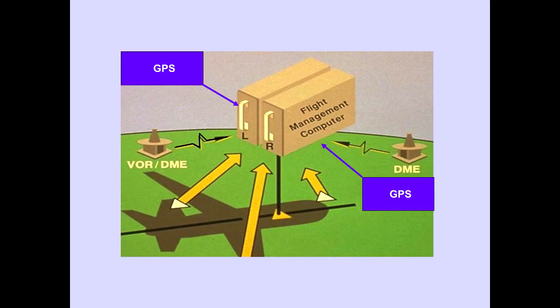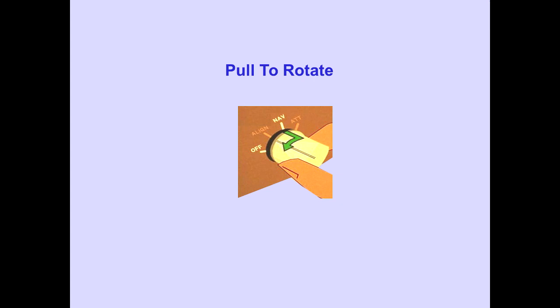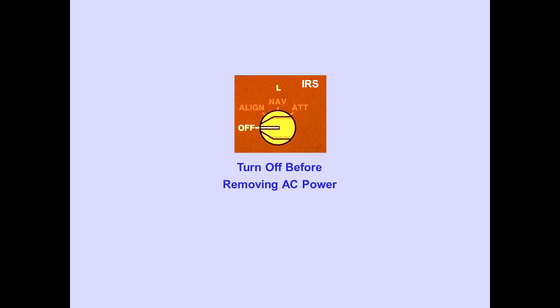If GPS or VOR DME signals are being received, the flight management computers use this information to further refine navigation information. Details on FMC navigation are covered later in flight management training. The nav position is detented to prevent unintentional movement out of nav. When turning an IRS off, you must pull the selector to rotate it out of the nav position. To save the APU battery, turn the IRS off before removing AC power.